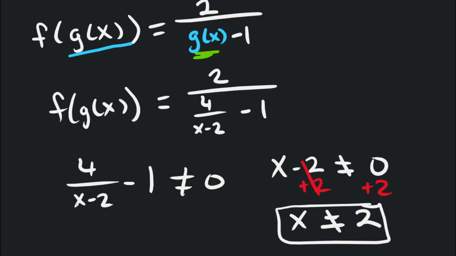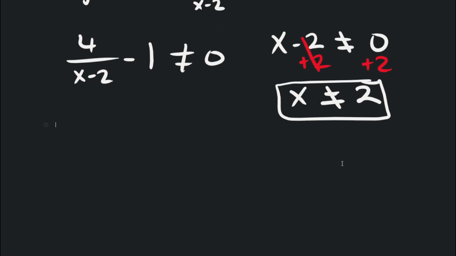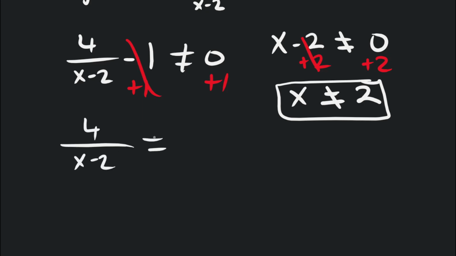And now we'll go ahead and solve the equation on the left-hand side. So let's scroll down. And what we're going to do is add 1 to both sides to cancel this minus 1 out. We're left with 4 over x minus 2 cannot equal 1. 0 plus 1 is 1. And now here, we're just going to multiply both sides by x minus 2.